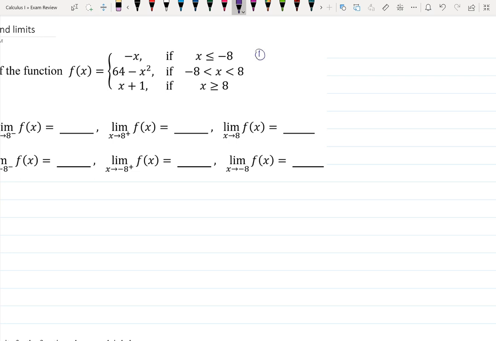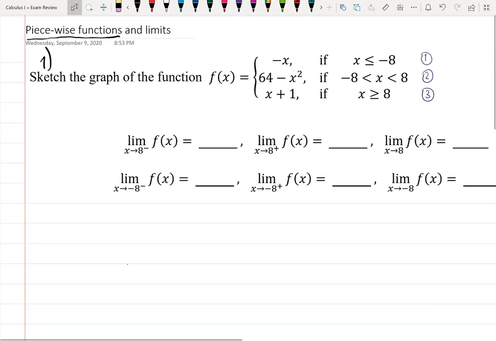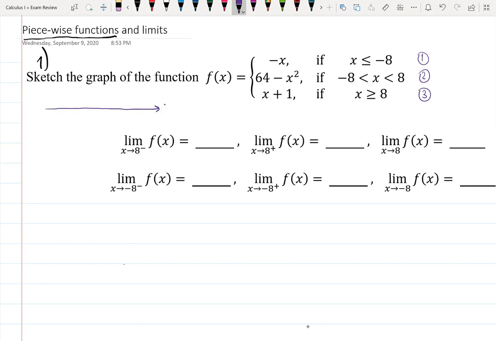So this is the way I like teaching these problems. I like to name each expression as 1, 2, and 3, and I also like to represent what is happening with the function. So this is my x. When x is on the left of -8, then function number 1 happens, and function number 1 is minus x. When x is between -8 and 8, then function number 2 happens, the quadratic function, 64 minus x squared. And finally, when x is greater than 8, function number 3 happens, the x plus 1 function. So now you can imagine what is going on: there are 3 different pieces, on the left of -8, between -8 and 8, and on the right of 8.